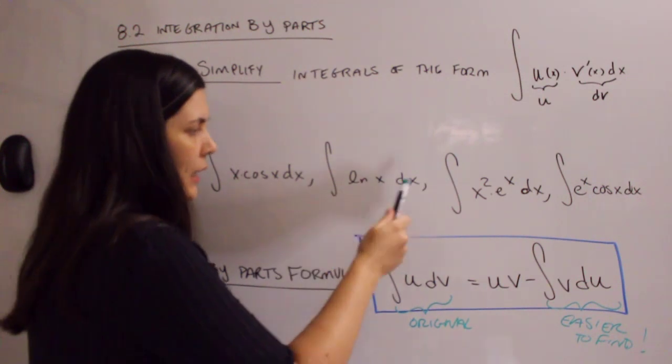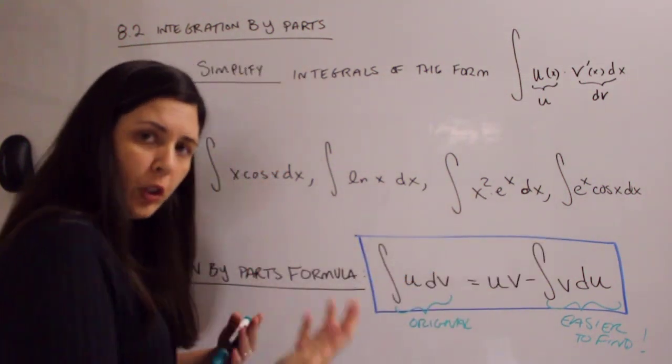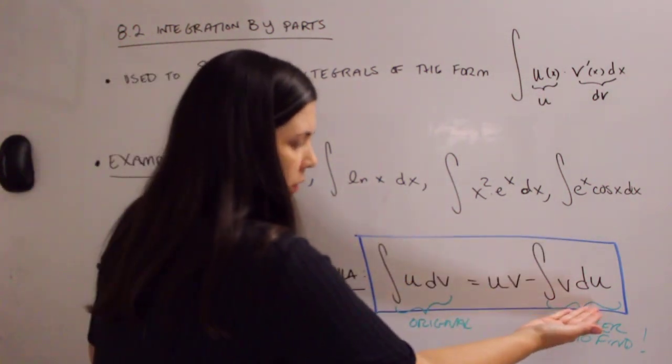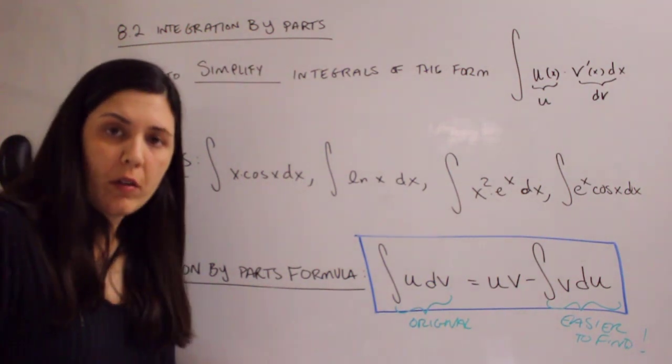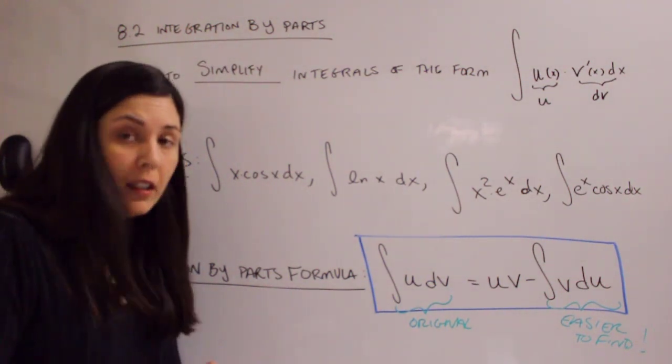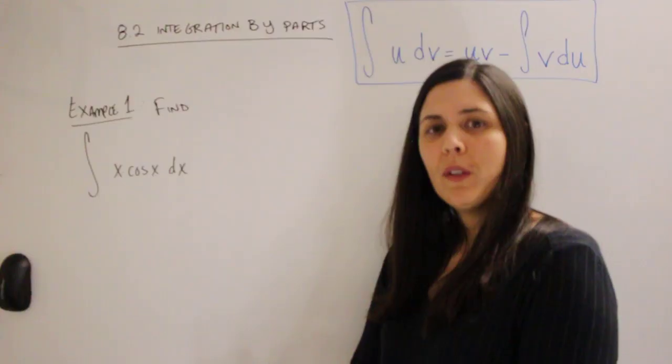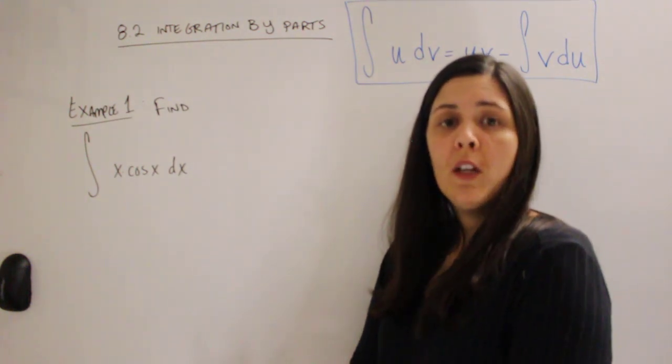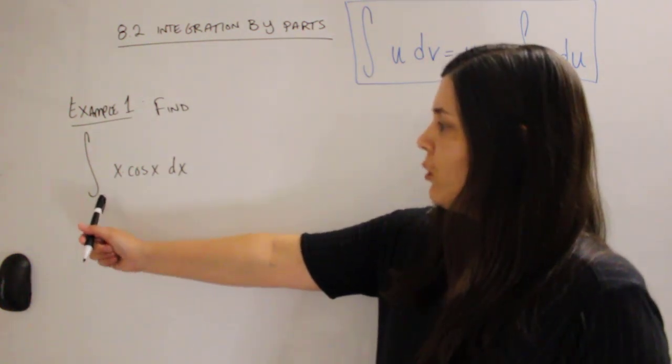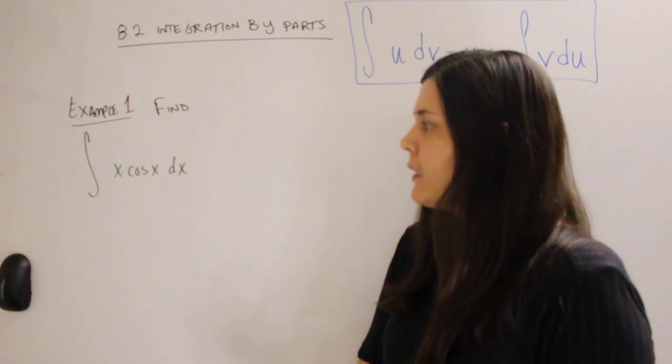Right now this is hard to do, especially because we don't know this technique, but hopefully we can rewrite each of these, and I'll show you in the examples, in terms of an integral that we can figure out. So we'll go through and I'll show you exactly how this process works. Okay, let's jump right into example 1. We're going to find the antiderivative or integral of x times cosine x dx.